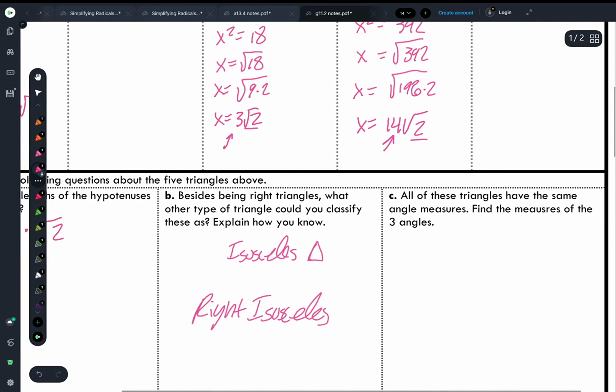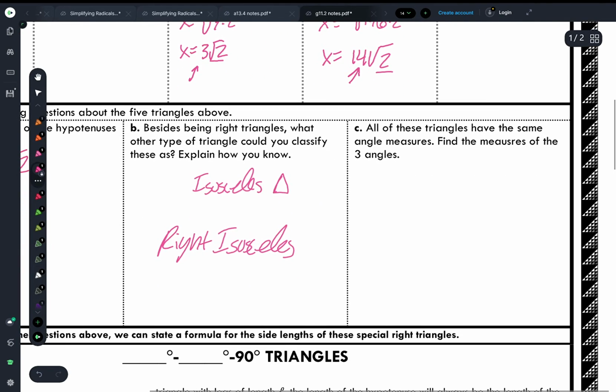Okay, so you'll hear them mentioned like that as well. All the triangles have the same angle measures. Find the measure of the three angles. Obviously, we know one is 90. That means the other two angles add up to 90, because 180 minus 90 is equal to 90.